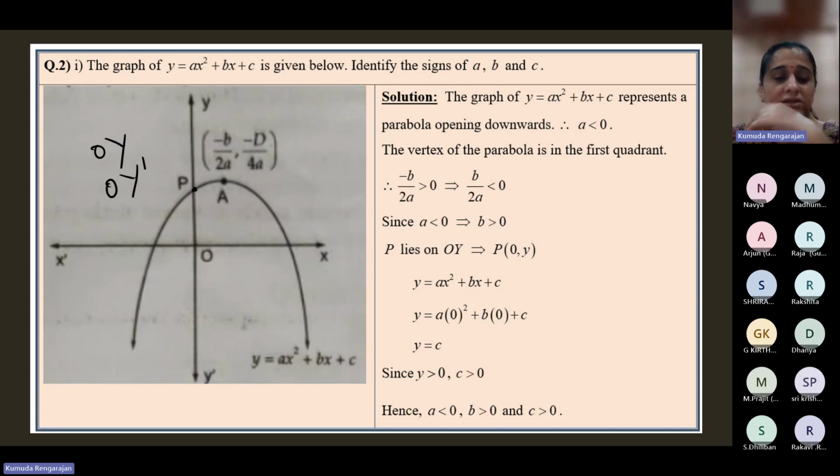So the parabola can intersect the y-axis on its positive side or the negative side. Now here it is here, meaning here P lies on OY. Here P lies on OY, the positive side of the y-axis.